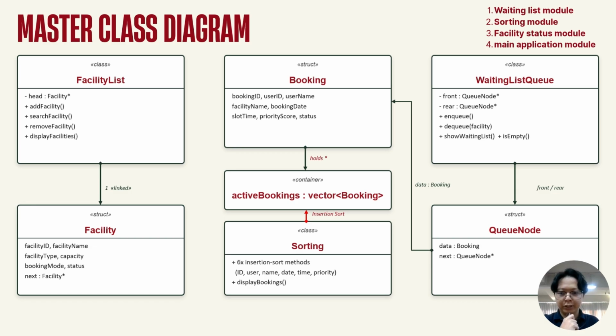At the center here, you can see the active booking vector, and that fits into the sorting module, where our sorting class runs the insertion sort to generate the reports. And tying all of this together is the main application module, which handles the menu and calls each of the modules based on what the user picks. So the booking record is really the common thread. It sits in the queue while waiting and moves into the vector once it's confirmed.